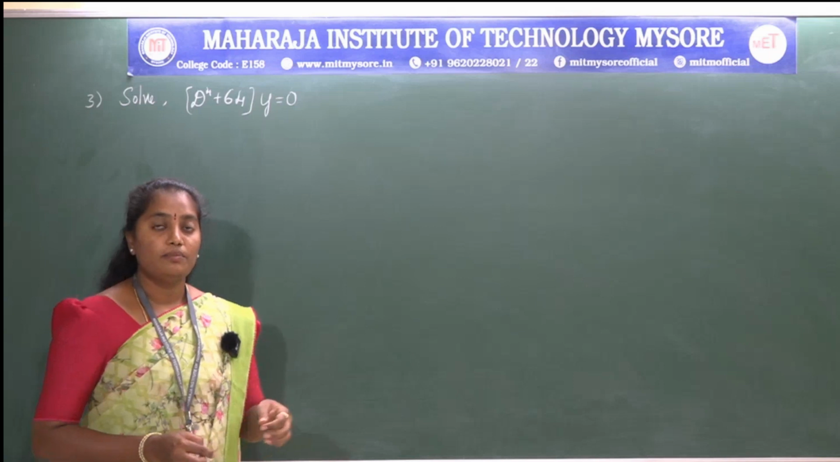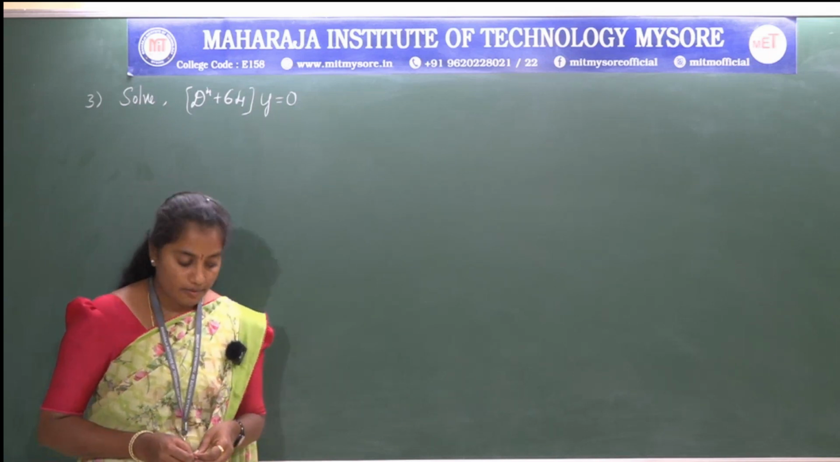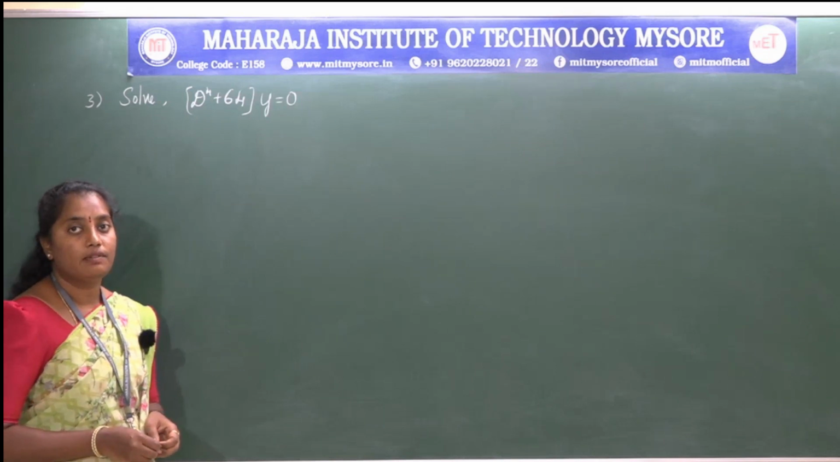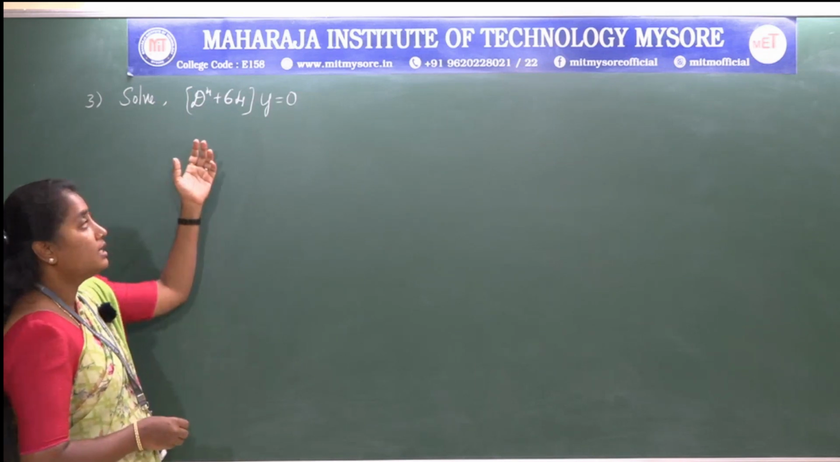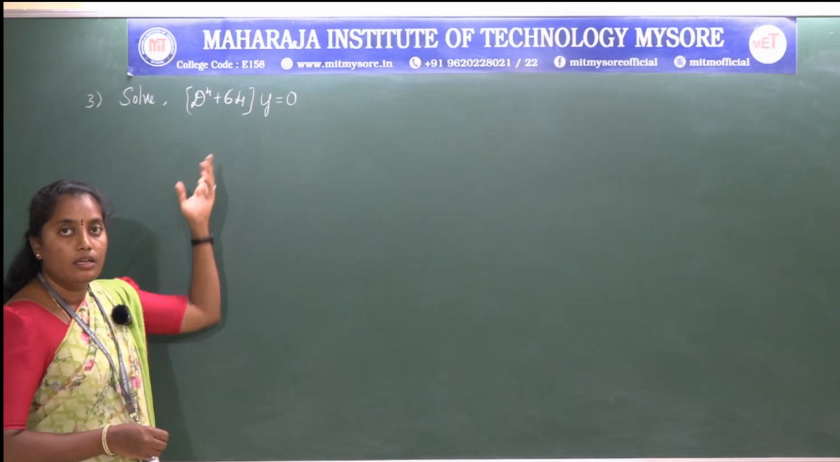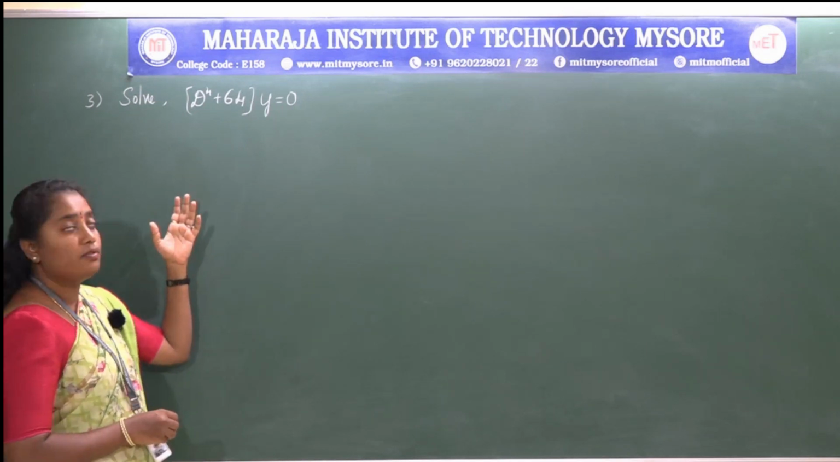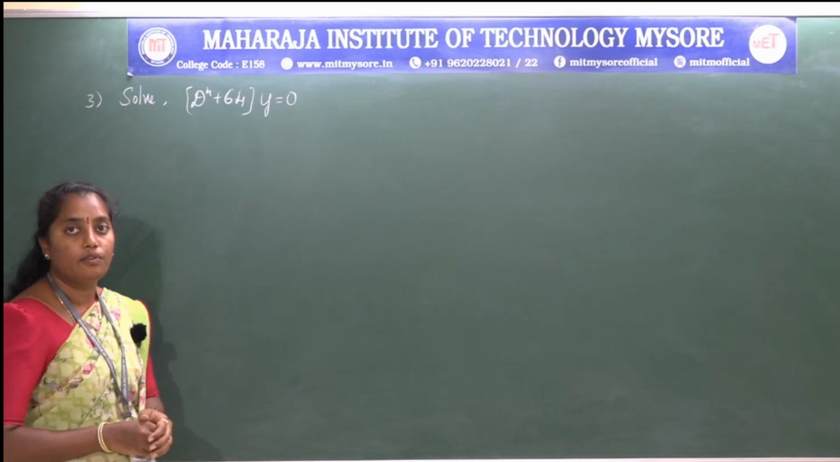Let us solve one more problem on homogeneous differential equations, that is (D to the power of 4 plus 64) y is equal to 0. Here this is an equation of fourth order. So let us find the roots of the given equation. Since it is of order 4, we have to find 4 roots of this.